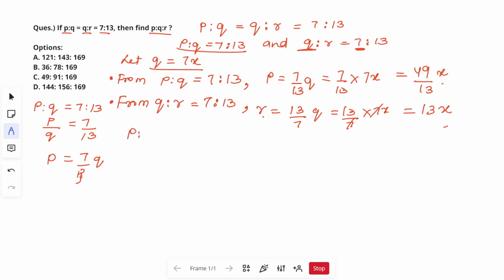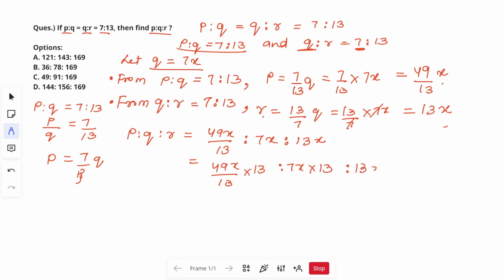Now let us substitute all these values. So P is to Q is to R, what can we write? 49x by 13. This is the P value which we have got. Next value is Q, which is 7x, which we have assumed, and the R value that we have got is 13x. Now we will simply multiply all three values by 13 to simplify further. So 7x into 13 and 13x into 13. Here this will get cancelled out, this will be 49x, and then 13 into 7x will be 91x, and then 13 into 13x will be 169x.